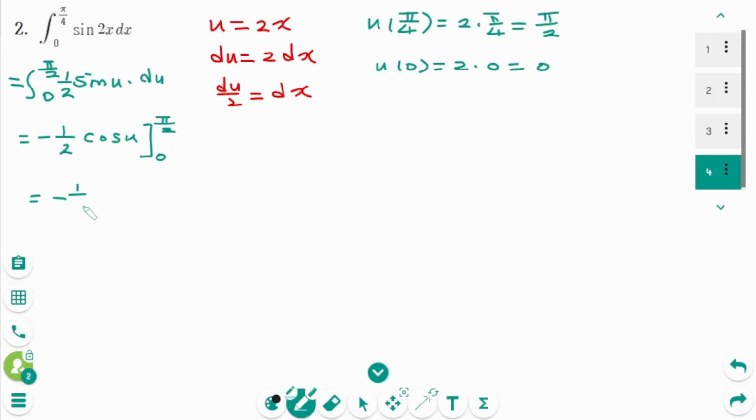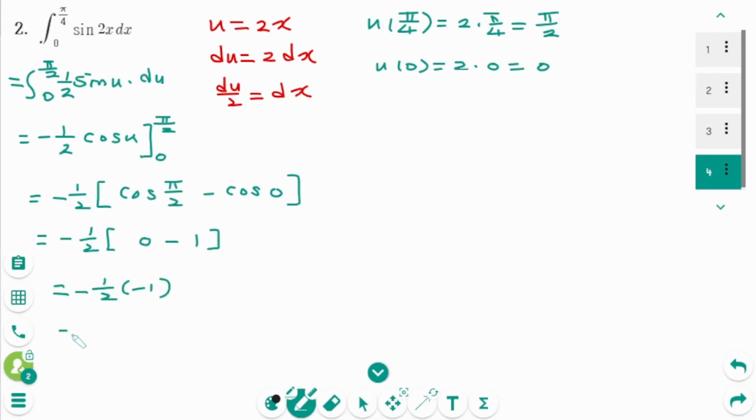equals minus 1 over 2 times the first one, cosine pi over 2, minus the second one, cosine 0, equals minus 1 over 2. Cosine pi over 2 means 0, minus cosine 0 is 1. Then minus 1 over 2 times minus 1, which is 1 over 2.